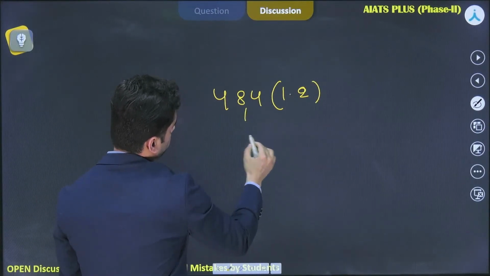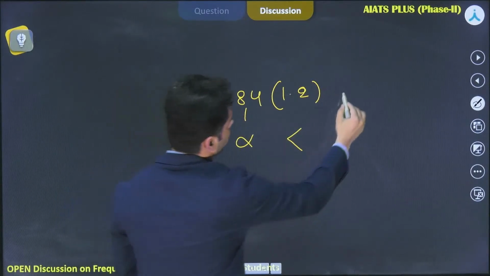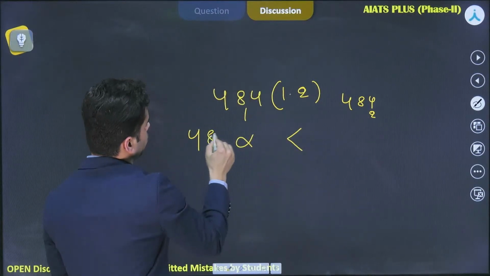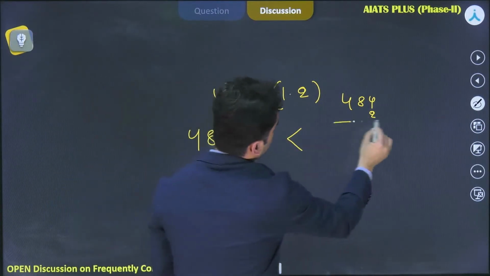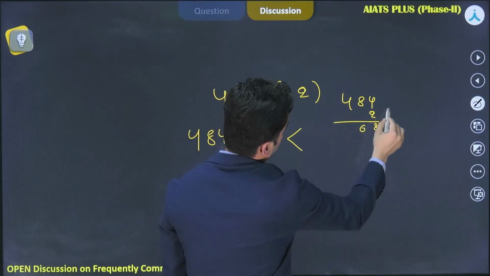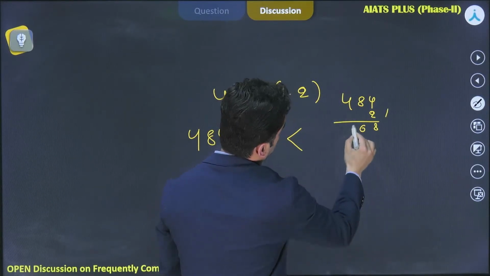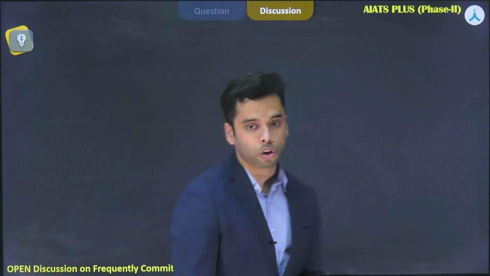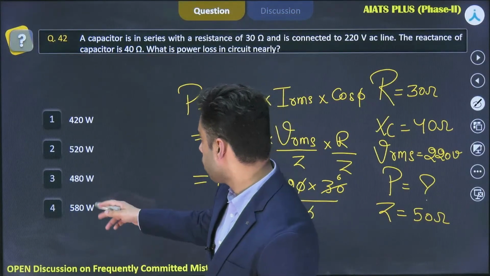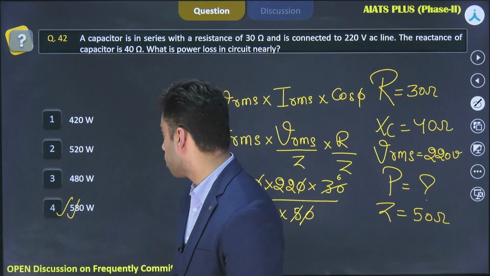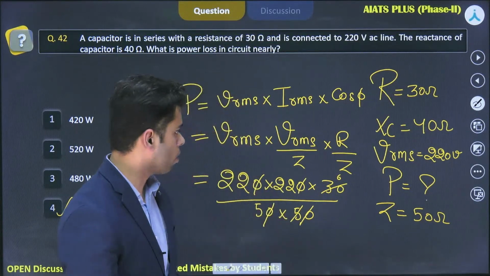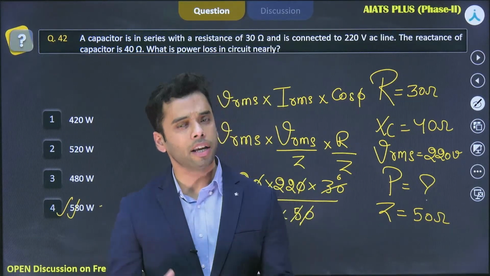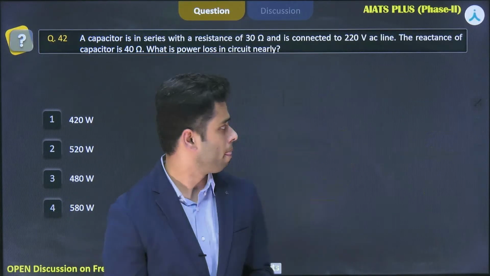If the value is suppose alpha, it will be more than 484 and less than 484 into 2, which is some 968. So the value should be between 484 and 968. Let me go through the options for you. And yes, you can see that 580 I think is the correct answer to this problem. So approximate analysis, 580 watt should give you the correct answer. You can calculate it, it will be equal to 580 watt only.